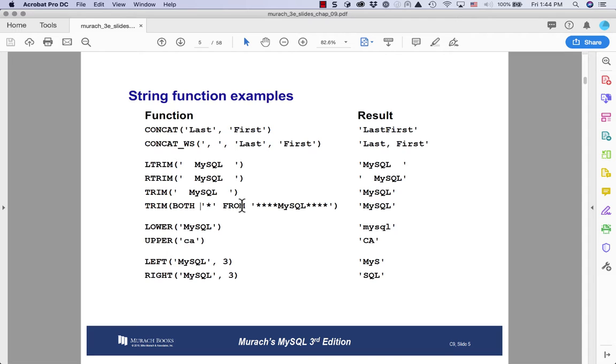We've got the from keyword, and then the string that we have here, instead of being padded on the left and the right with spaces, is padded on the left and the right with asterisks. So the result is just MySQL.